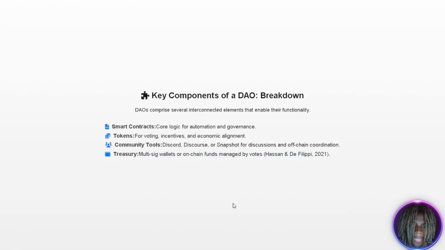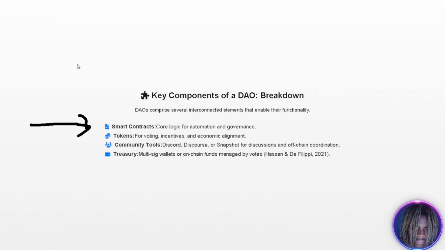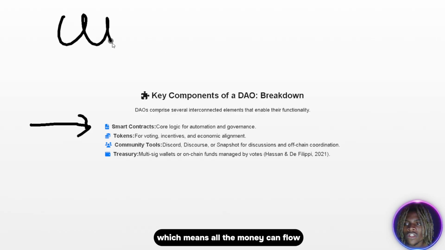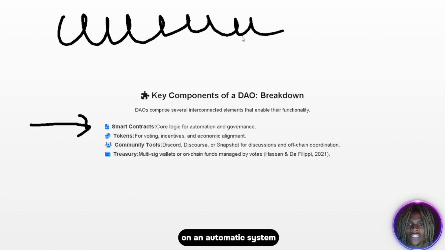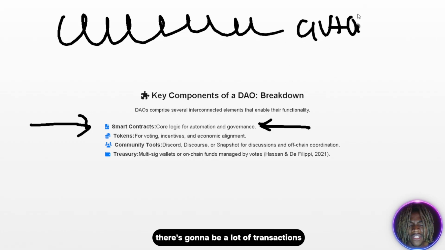And key components of a DAO. Smart contracts, used by Ethereum. Smart contracts are the core logic for automation, which means all the money can flow on an automatic system without having a person needing to control or confirm anything. And governance, so everything is done via smart contracts. That's how everything stays decentralized, fair, but automatic, because there's going to be a lot of transactions going through the cryptocurrency market.